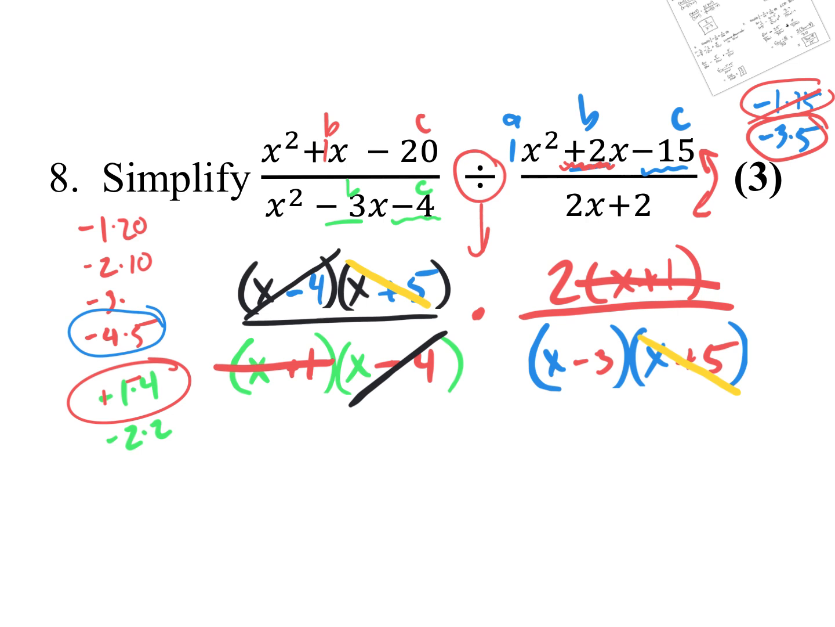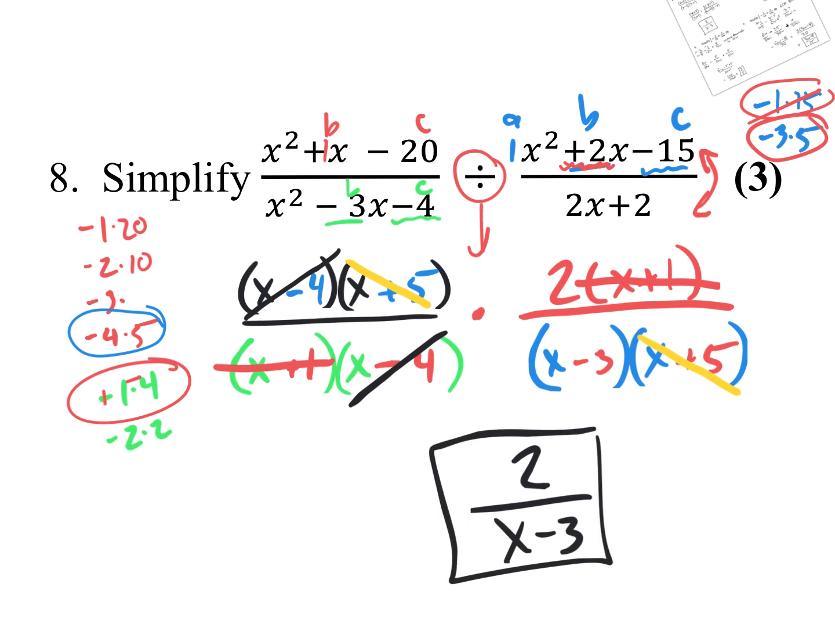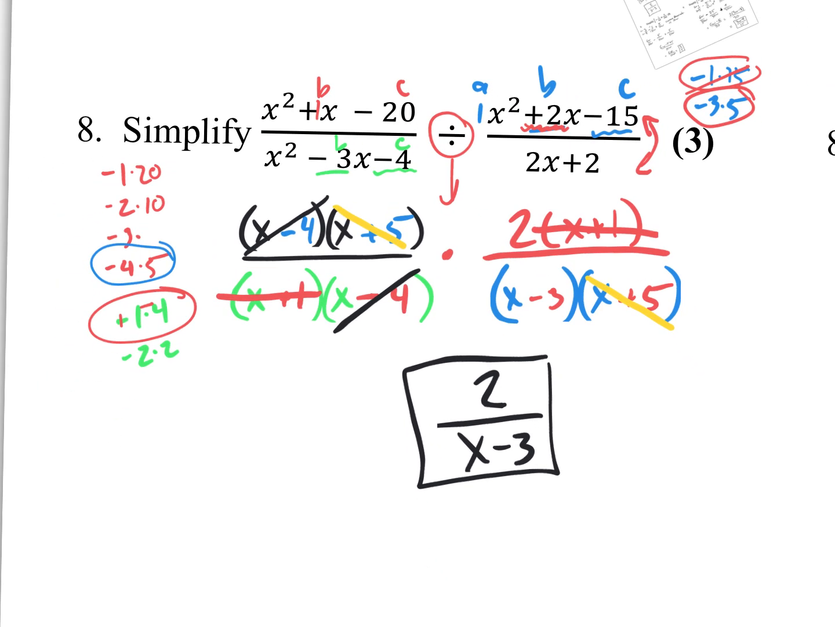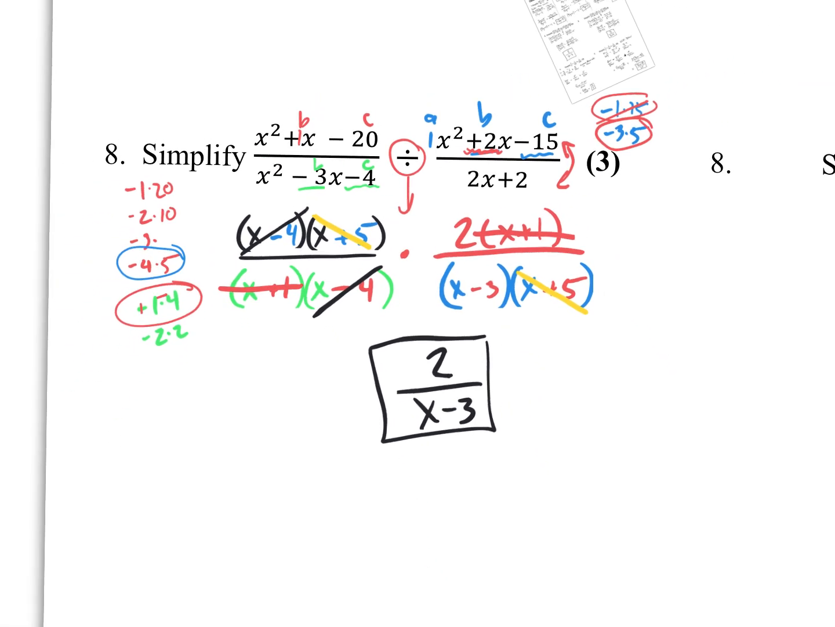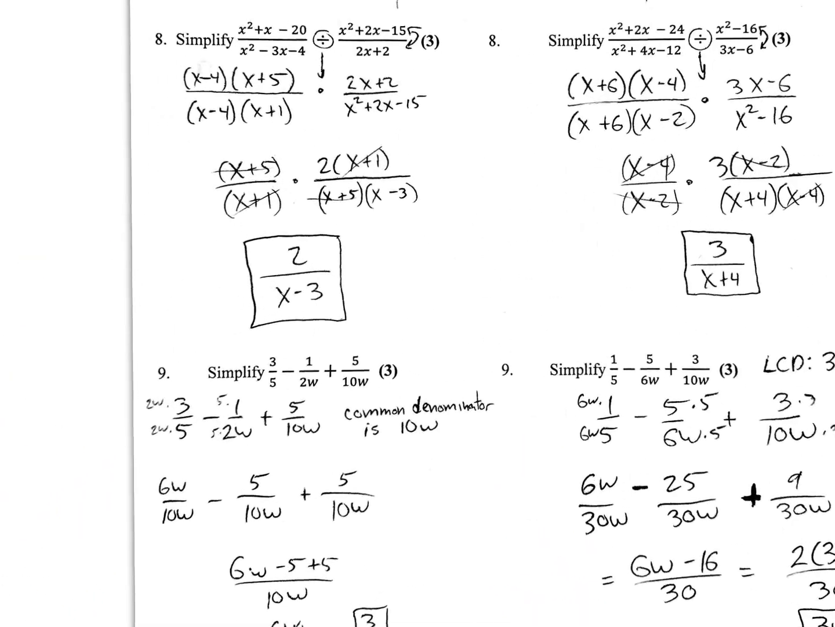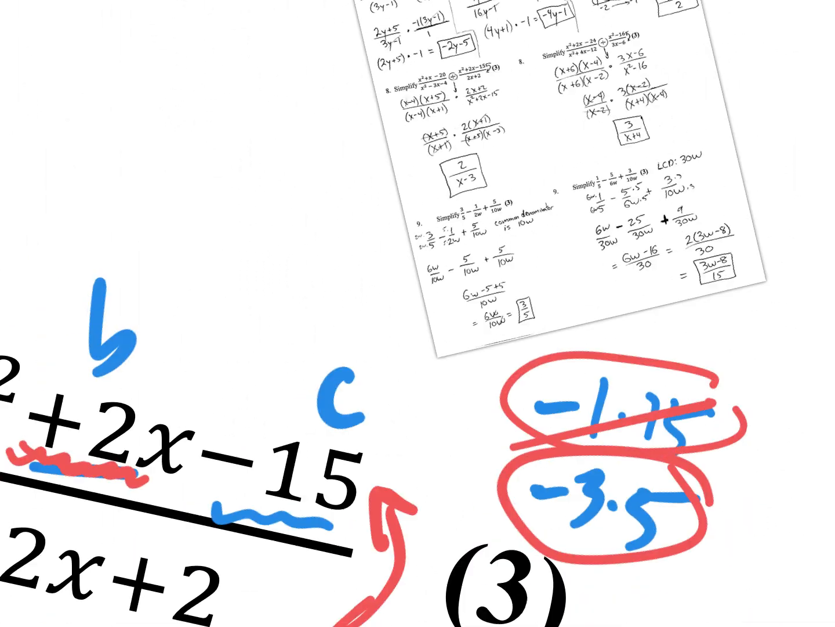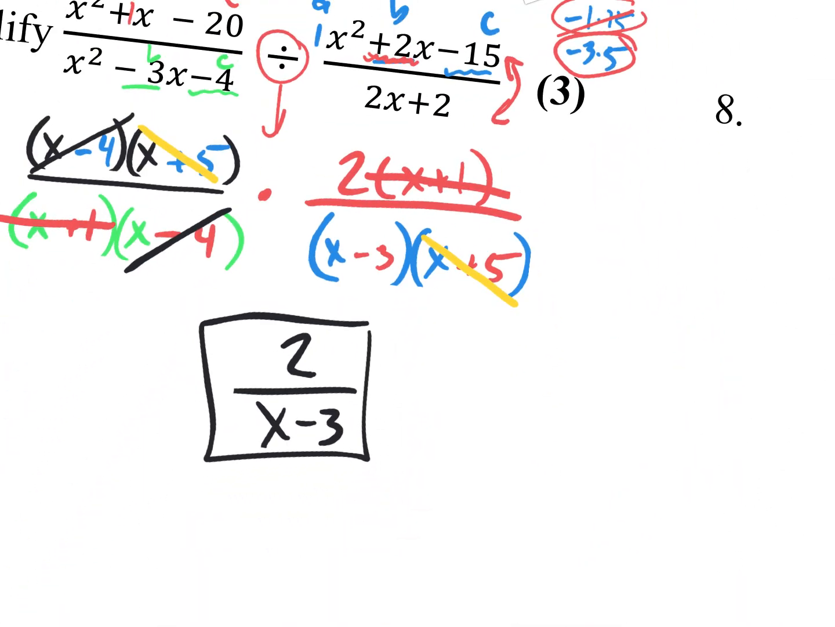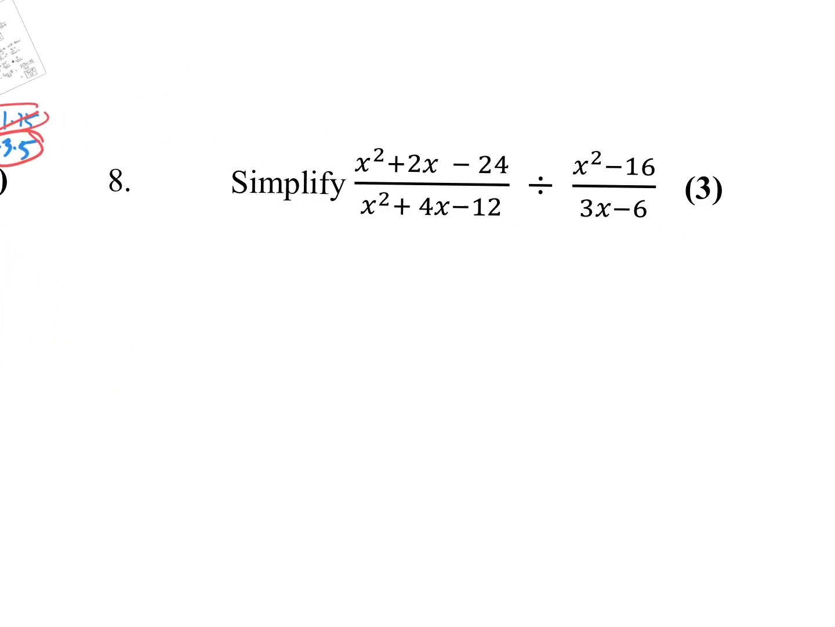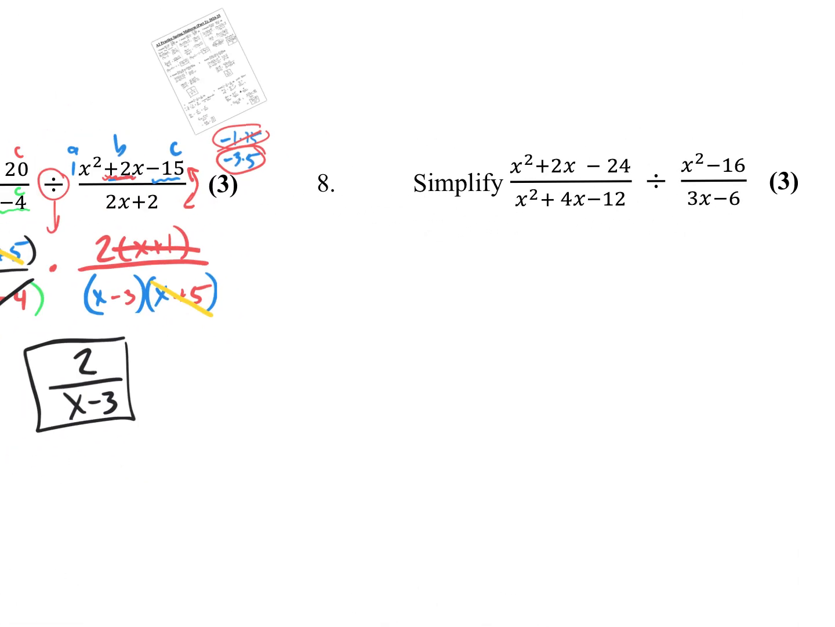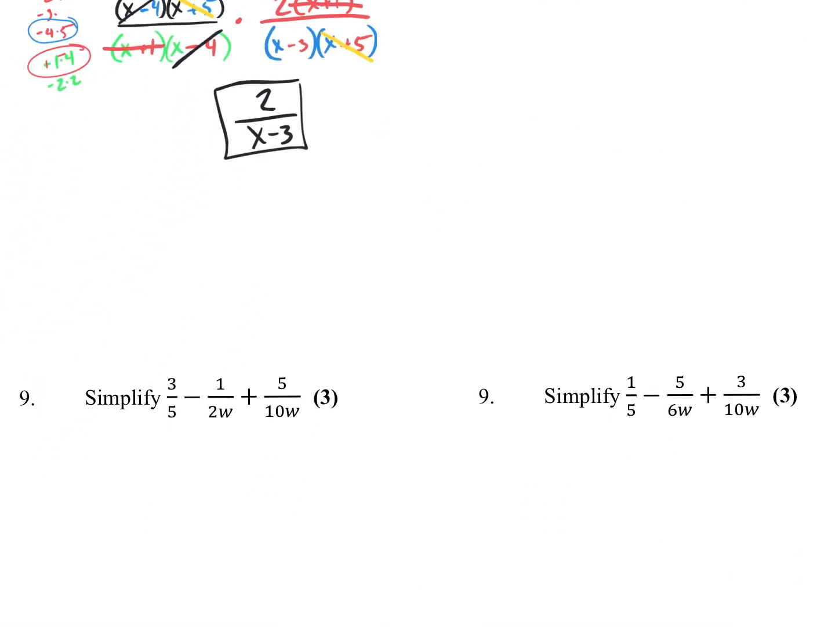So what does that leave us with? Up on top, we just have a 2, and on the bottom, we still have the x minus 3. So that is your simplified answer of number 8. And of course, you could double check that. Number 8, 2 over x minus 3. That's what we got here. And you have 2 more to practice. Actually, no, just 1 more to practice. And you could check your answer on Google Classroom.